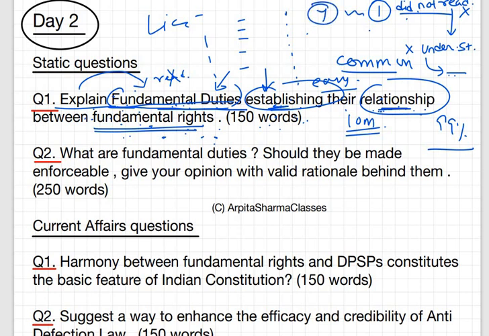I am your educator. You are my student. That is the relationship. Teacher-student relationship. So what is the relationship between fundamental duty and fundamental right? That you had to explain.